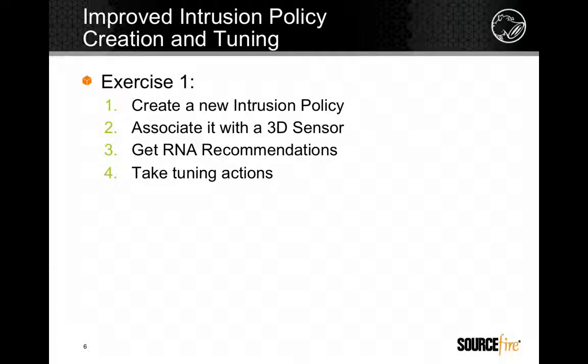Creating and tuning intrusion policies is much easier in version 4.9. In this section, we'll create a new policy and then make some tuning adjustments to it. We will first create a new intrusion policy, then associate it with a 3D sensor, then get RNA recommendations, and finally take some tuning actions. Let's begin by creating a new intrusion policy.